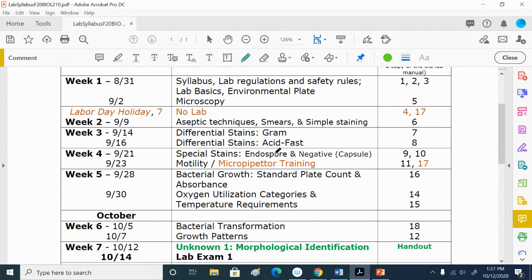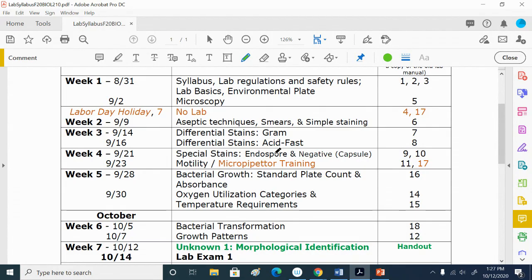And what are the two genera of spore-forming bacteria? Which two groups make spores? Bacillus and Clostridium. Right, Bacillus and Clostridium. And what's the purpose of spores? Survival. Survival, right?